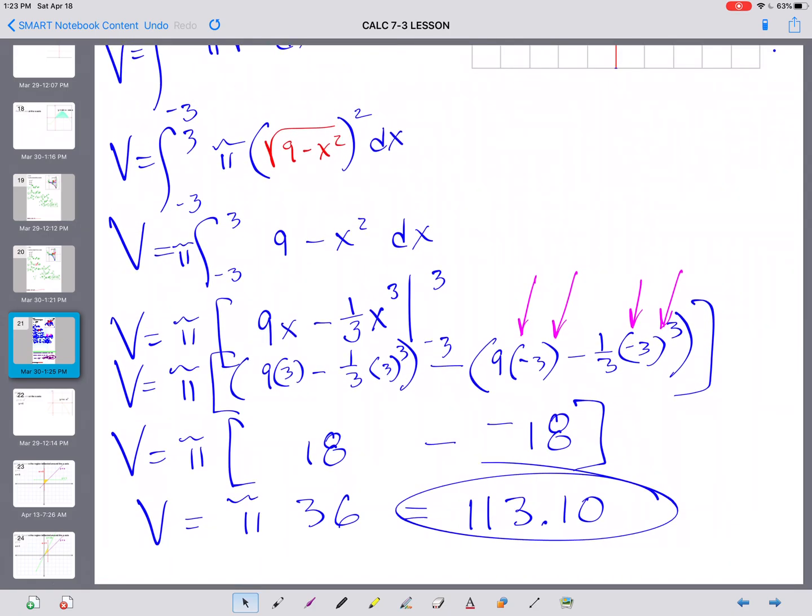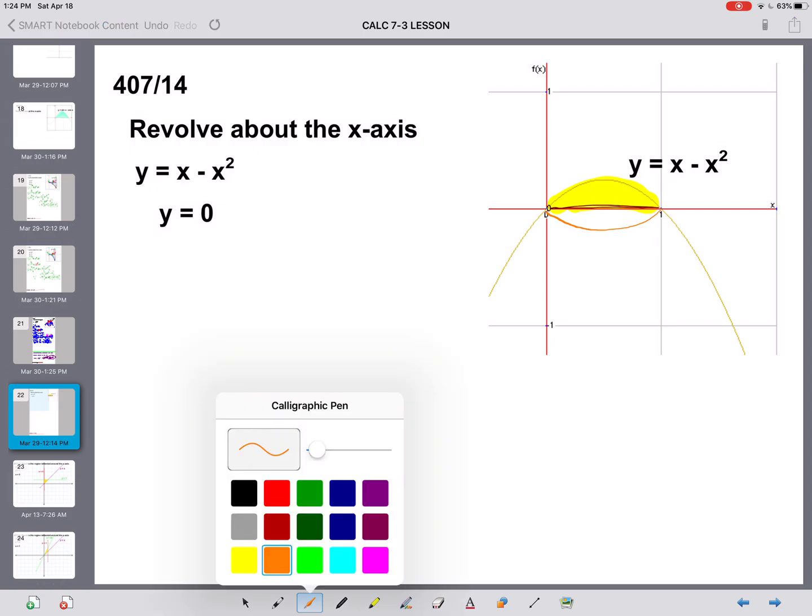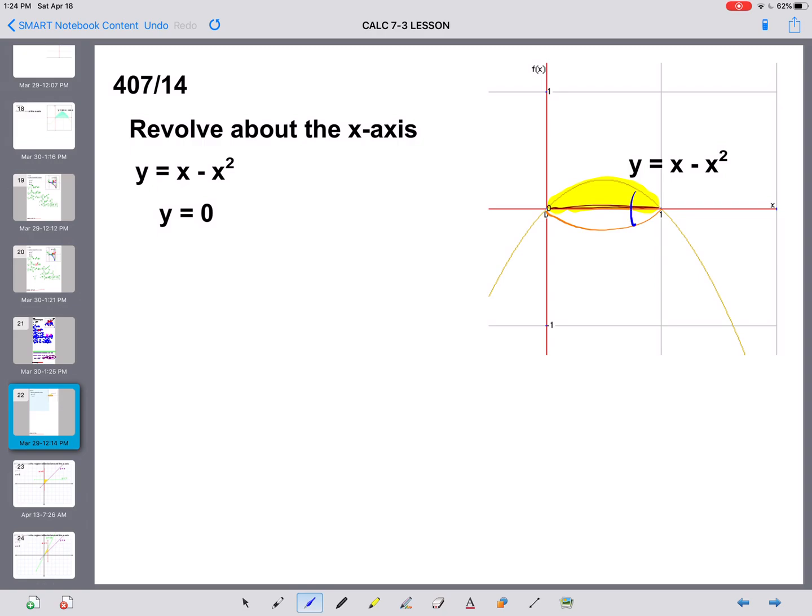Okay, let's go to the last one. Here it is, number 14. We've got our shape, and here is y equals 0, and we're going to rotate this region right here around the x-axis. Well, it's going to look something like this. When we start to do our slices, there you go, a little bit of thickness on that. There's the cylinder.